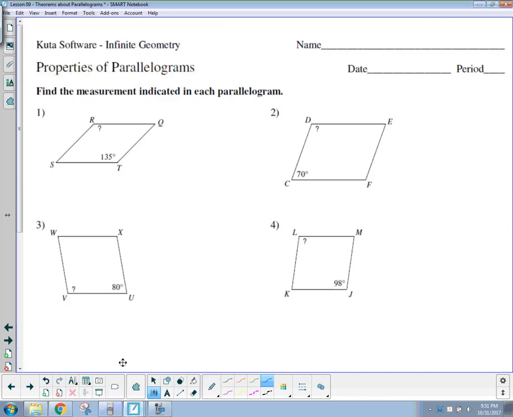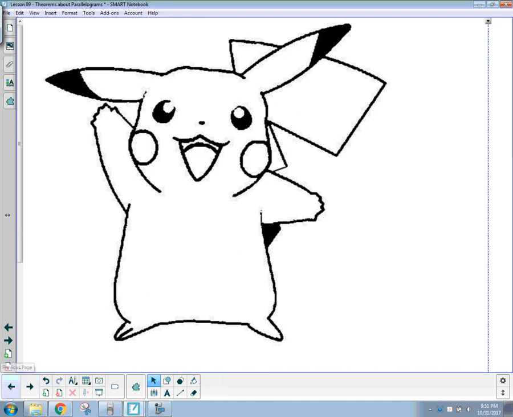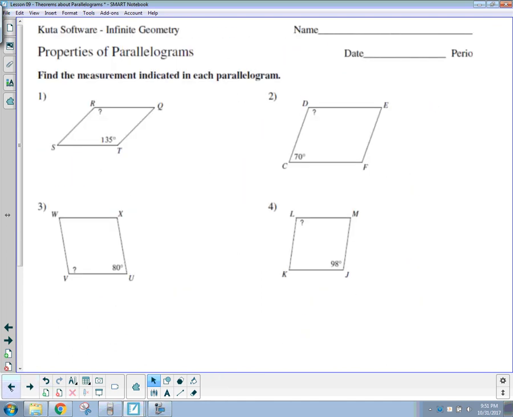Yeah, this should be your paper. But again, I'll provide the answer key for you, so all you have to do is reference it. These are pretty easy, because again, opposite sides are congruent. Let me just get my marker.